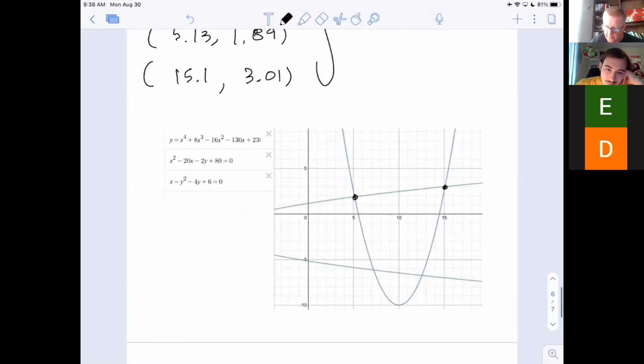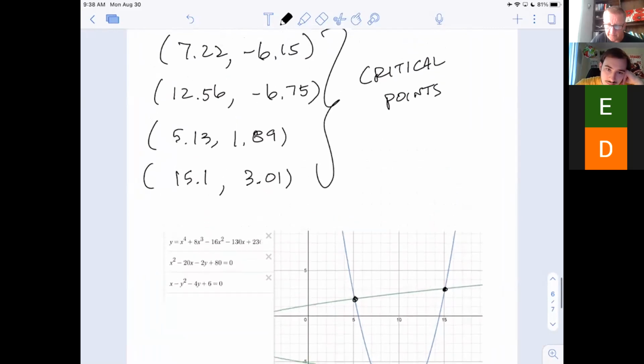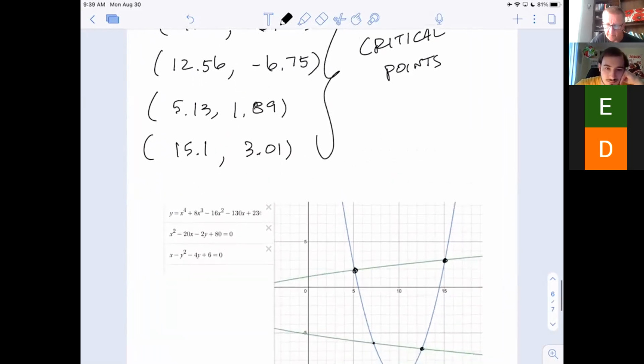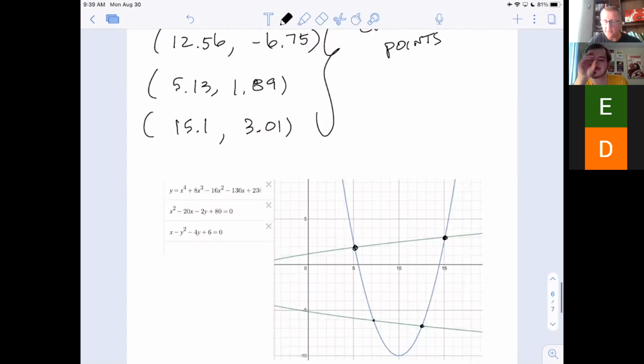And then this one right here looks to be just to the right of 7. So that's 7.22, negative 6.15. Yeah, that makes sense. And this last one looks just right of halfway between 12 and 13. Yeah, 12.56, negative 6.75. Cool. So I really can steal these directly off of a graph.